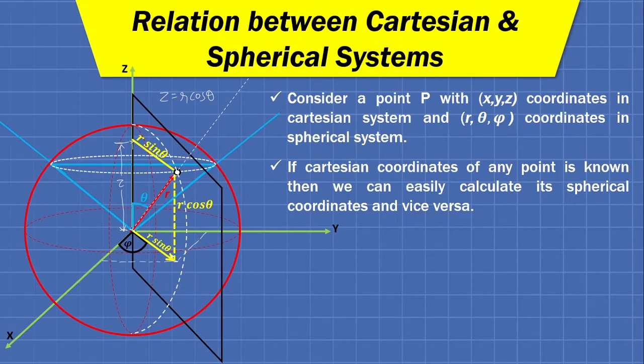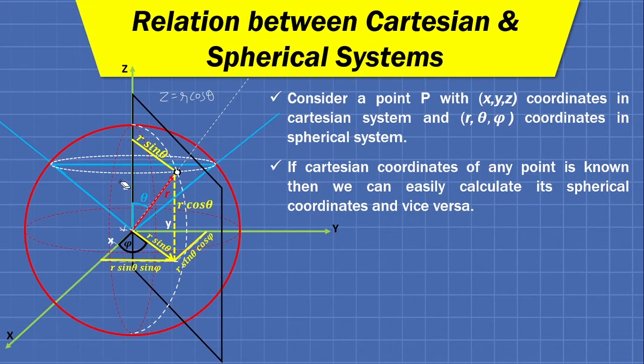Fine. So again, using the same trigonometric rule, this length will be r sin theta sin phi, and this length will be r sin theta cos phi. Fine. So we can say that this length, which is nothing but x coordinate of point P, will be equal to r sin theta cos phi, and this length, which is y coordinate of point P, is nothing but r sin theta sin phi. So as you can see, we can define x, y and z in terms of r theta and phi.